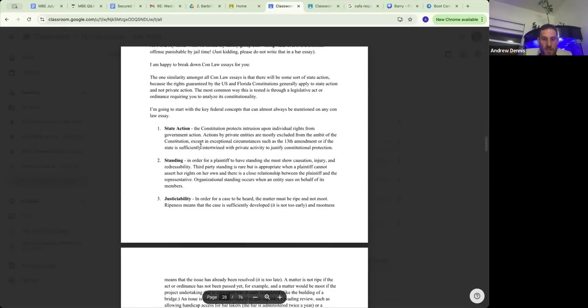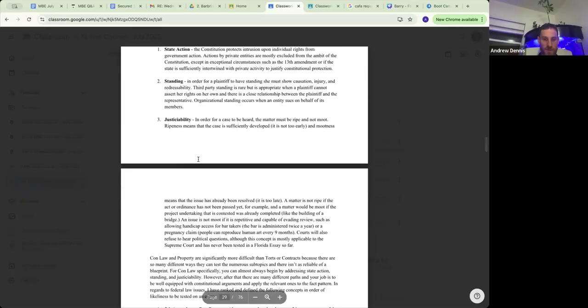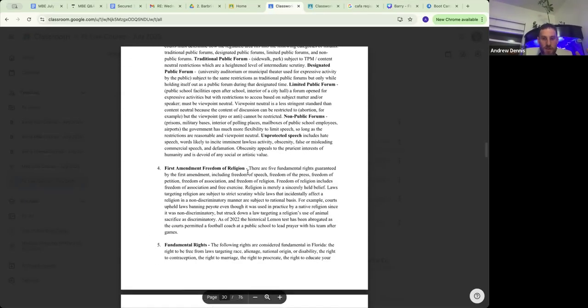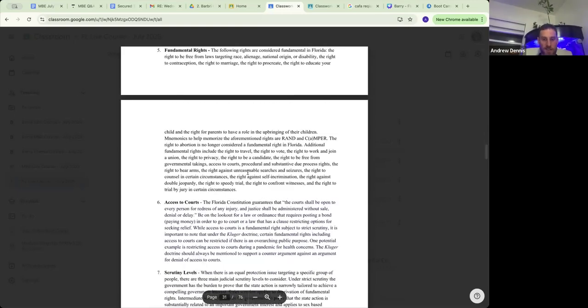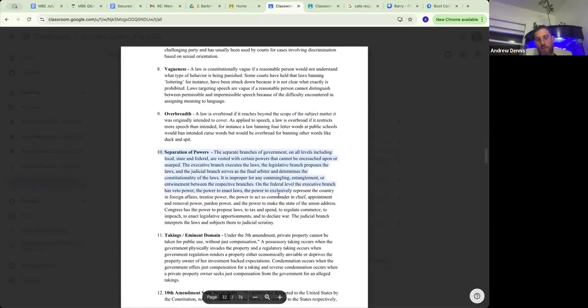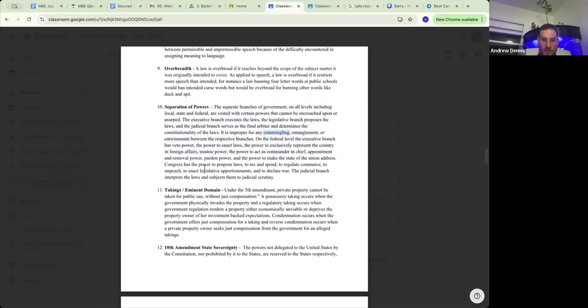All right, so yeah, con law: state action, standing, justiciability, Fifth Amendment, equal protection, First Amendment, different forums, freedom of religion, fundamental rights, access to court, scrutiny levels, vagueness, overbreadth. Ooh, separation of powers is a tough one. Remember there's legislative, executive, and judicial powers and duties, and it's not going to be okay if there's encroachment, entanglement, entwinement, usurpation, or any type of commingling between the branches.